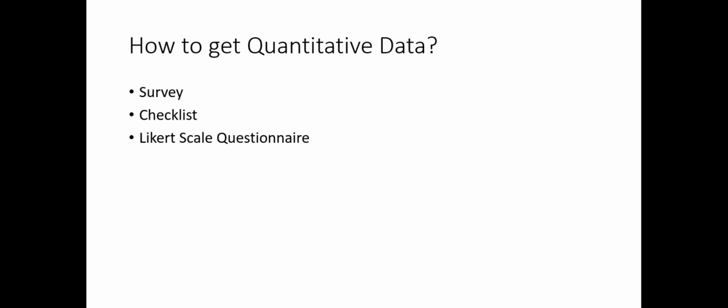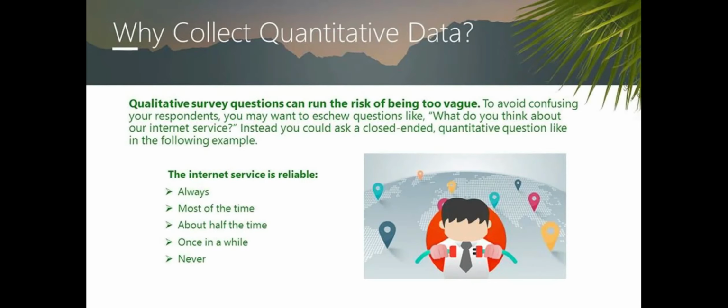Now, how to get quantitative data? Well, we have a lot of different methods of collection of data. You can use a survey, you can use a checklist, you can use a Likert scale questionnaire, and in some instances, you can even use the documents available already. That would be called your documentary analysis. So, why do we collect quantitative data?